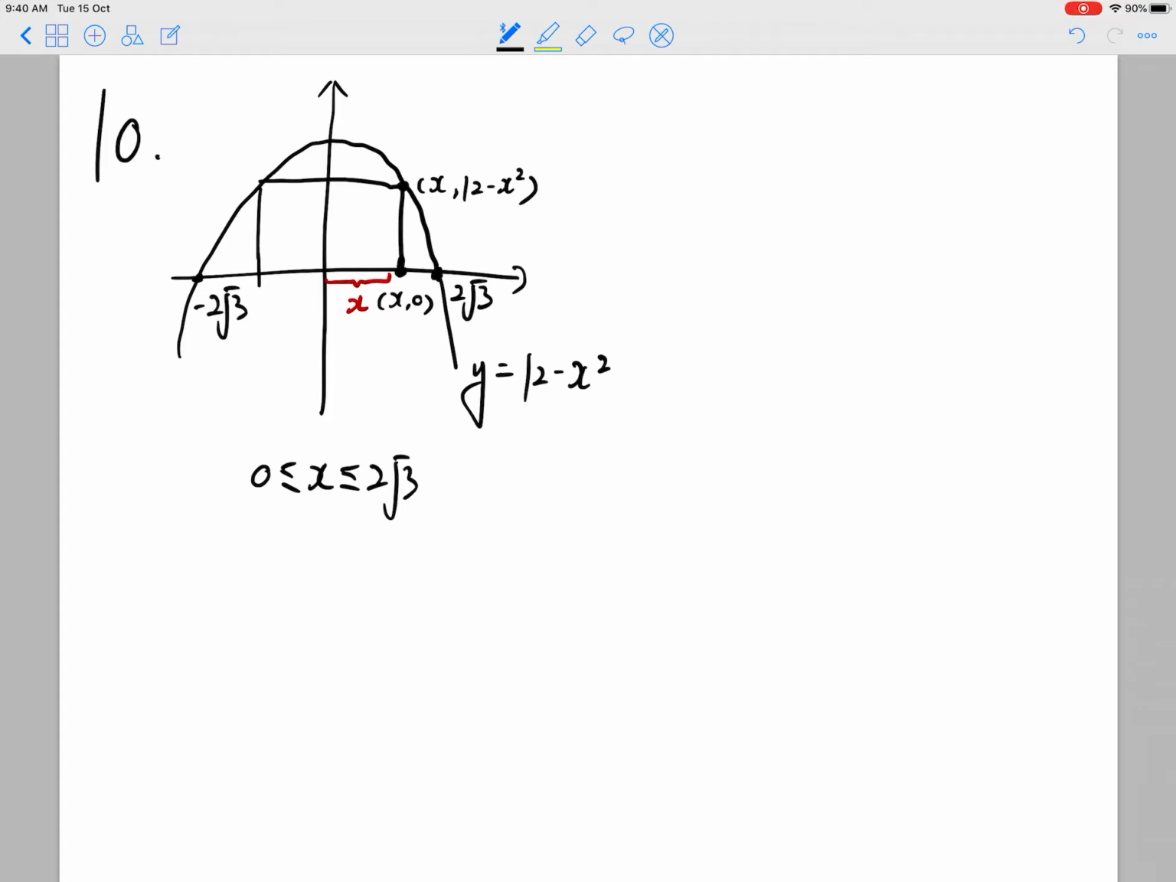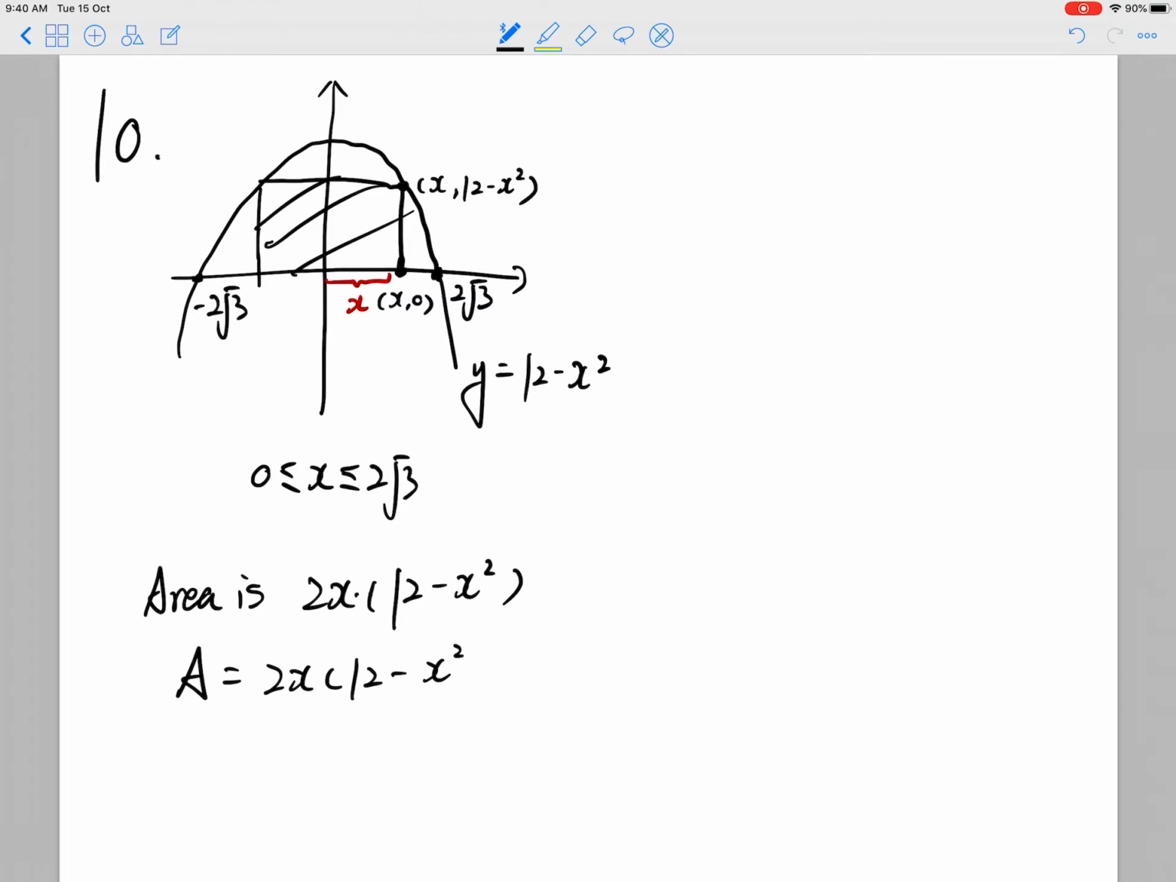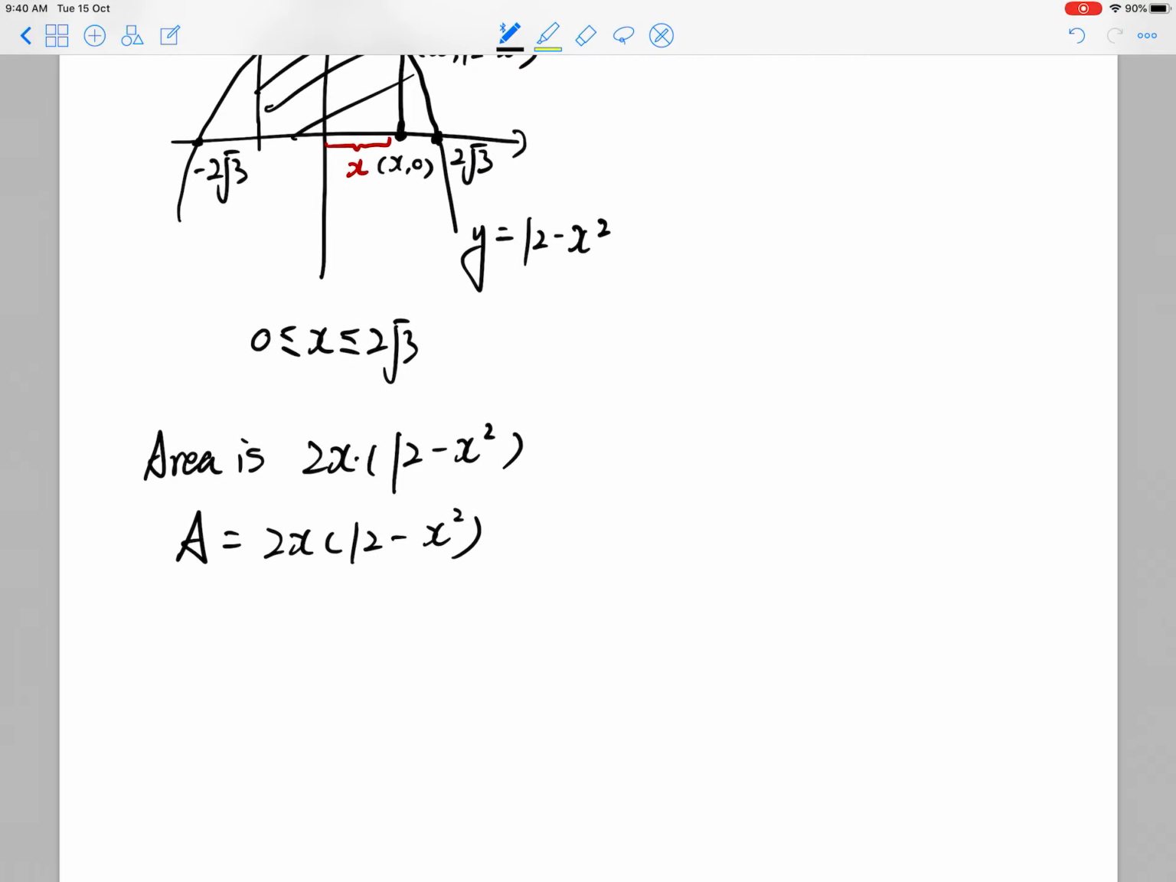Then what is the area? What is the largest area? So what is this area? This area is 2x times the height, 12 minus x squared. Okay, so the area is 2x times 12 minus x squared, which is 24x minus 2x cubed, on the closed interval 0 to 2 square root of 3.